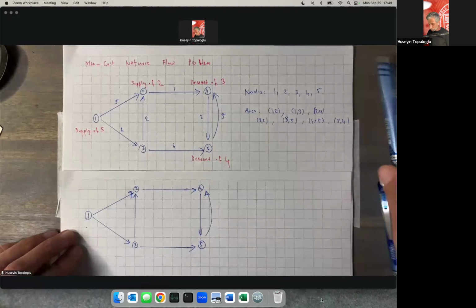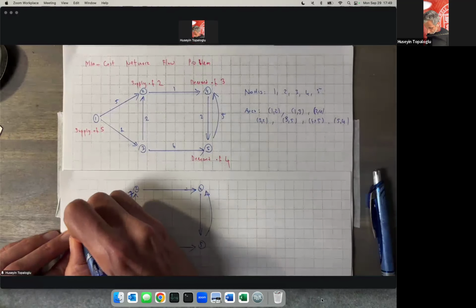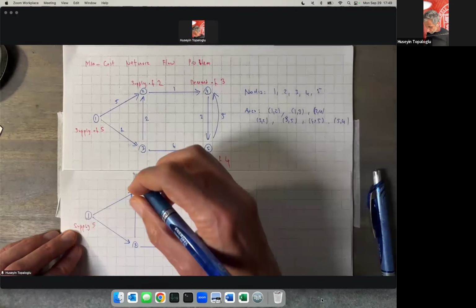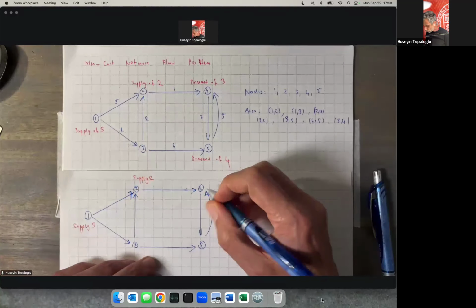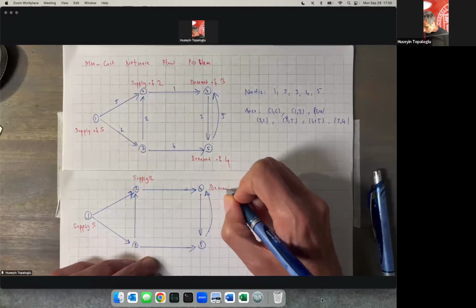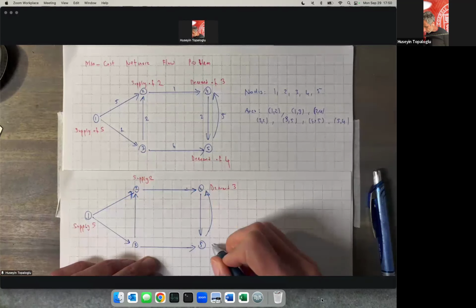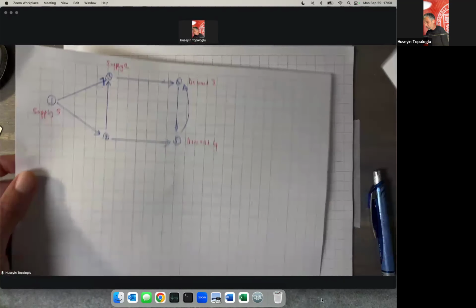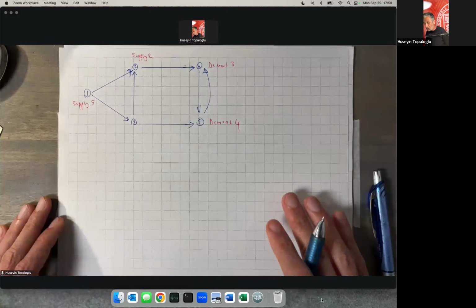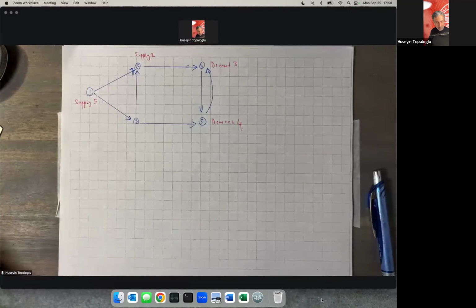Okay. And node 1 is a supply of 5. Node 2 is a supply of 2. Node 4 is a demand of 3 units. And node 5 is a demand of 4. Right. So let's see what a feasible solution could look like, so that by looking at that feasible solution, we can understand what kind of constraints we need to write in order to formulate this mean cost network flow problem.